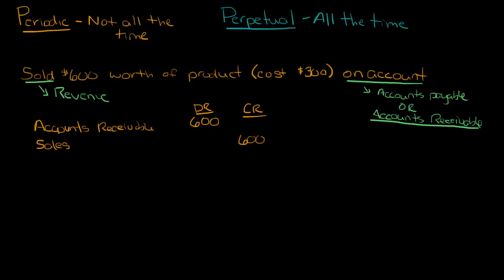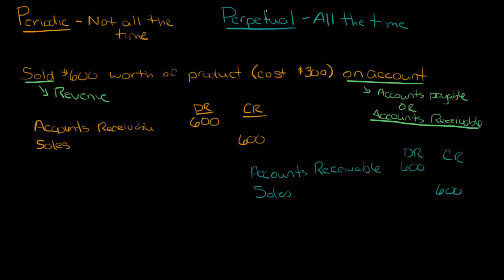Now let's look at perpetual. That's my bluish green color here. Under perpetual, we're still tracking the accounts receivable. Actually, I'm going to write it over here. So we still have accounts receivable, and we still have sales. So my debit, 600. I'm going to credit sales, 600.